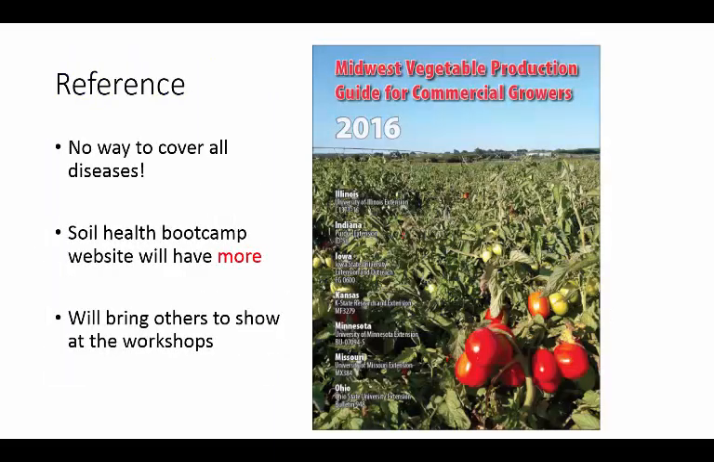There's no way to cover all the plant diseases. There are many different kinds of vegetable crops, and each has its own set of diseases. Here is one reference that may be useful. It is the Midwest Vegetable Production Guide for Commercial Growers. It can be accessed online for free. We'll bring copies of it to view at the hands-on workshop, and we'll bring other references as well. And we'll put in links to this and other references on the Soil Health Bootcamp website.